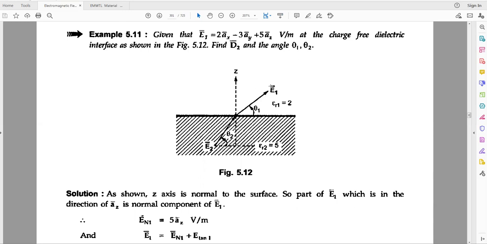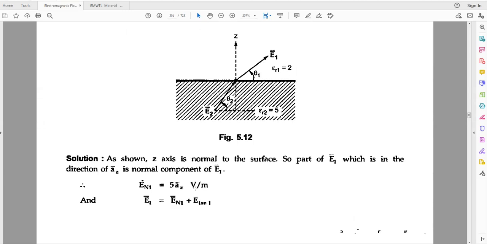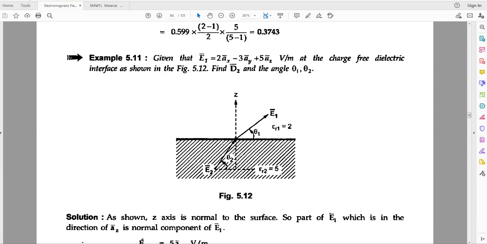In the previous case, it was D1 and here it is D2. We considered a right angle triangle. The theta2 is here and the theta1 is here. In the previous case, the theta1 is measured from the z-axis to the angle, and from the z-axis to this one. Okay, the E1 bar is given. So then you can find E1 is equal to E normal 1 plus E tan 1. En1 is equal to 5 aZ bar, because the z-axis component given is 5.